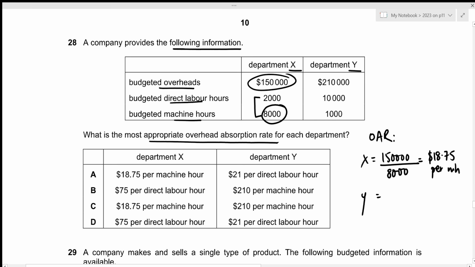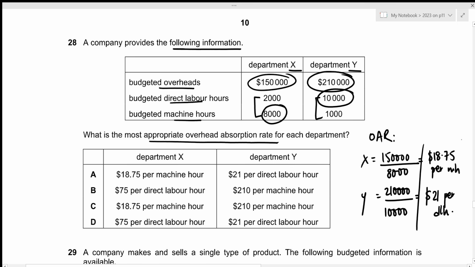Now for department Y, we have the overhead to be 210,000. And in this case, we can see that our direct labor hours is greater. So that will be used as our denominator. And this will give the overhead absorption rate for department Y to be 21 per direct labor hour. So we're looking for these two within our answer. So 18.75 per machine hour is given in A and C, and 21 per direct labor hour is given in A and D. So the correct one for both department X and department Y is given by option A.